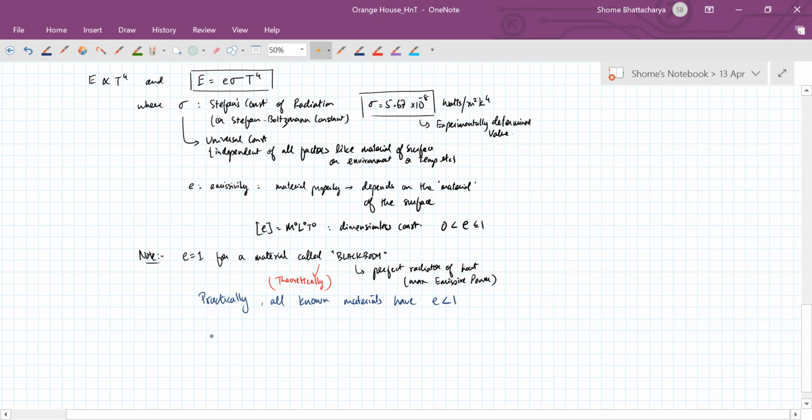So another way to define emissivity for a material is as the ratio of emissive power of the given material with respect to the emissive power of a black body at a common temperature, for a given material and a black body.